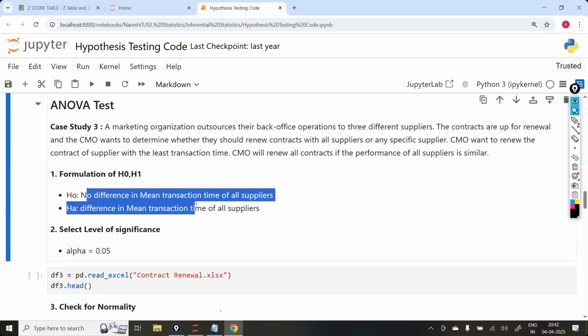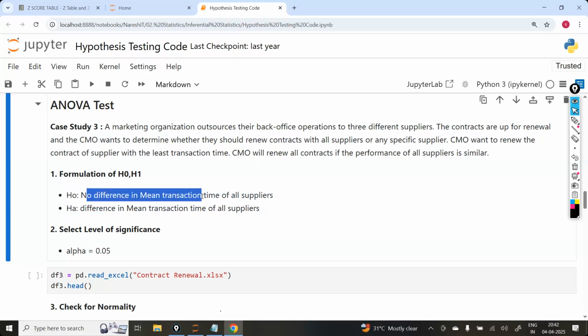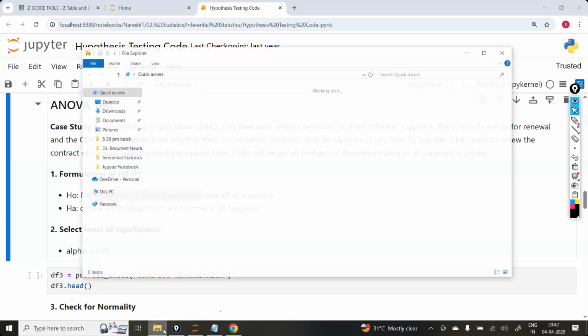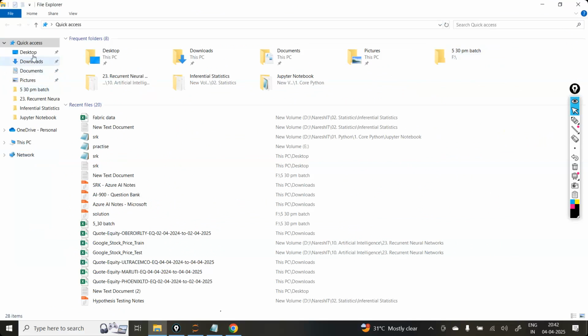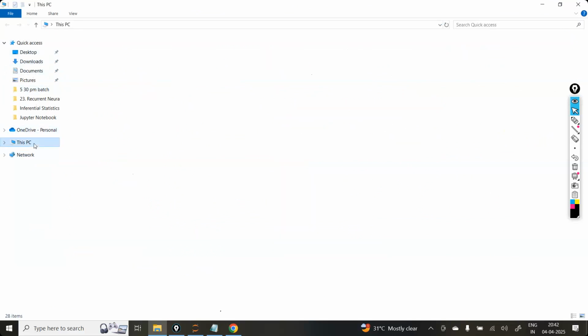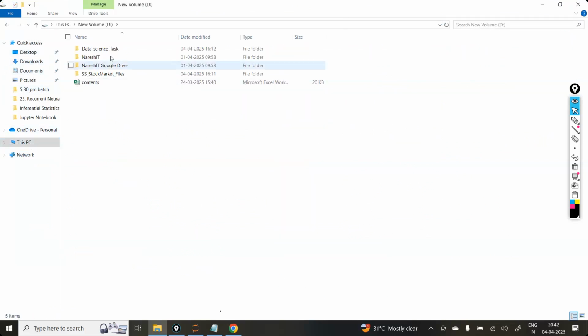No difference in the mean transaction time. Their means are the same. Now, let me show you the data set so that you can get some clarity. Along with the question, please see the data set. When you are working with Python or something, please observe the data set. When you are doing it manually, along with the question, first write the given in the notes. Then you will understand something.